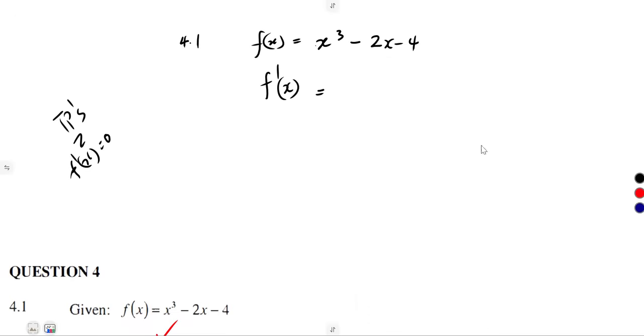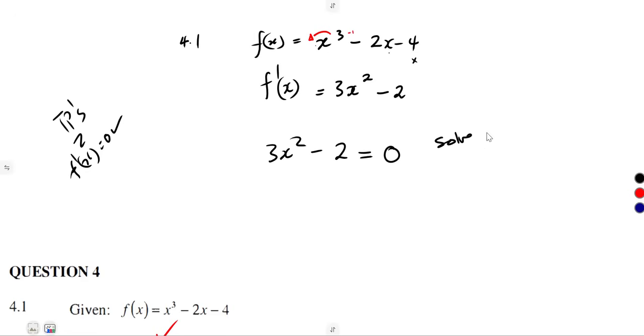So that is with respect to x, we're going to drop the exponent, we subtract 1. So if we drop the exponent, that's 3x, subtract 1, that's going to be 2. This one is linear, so it's just going to be minus 2. A constant is 0 there. So this is our first derivative. It must be equal to 0. That's an equation: 3x squared minus 2 is equal to 0. Solve for x.